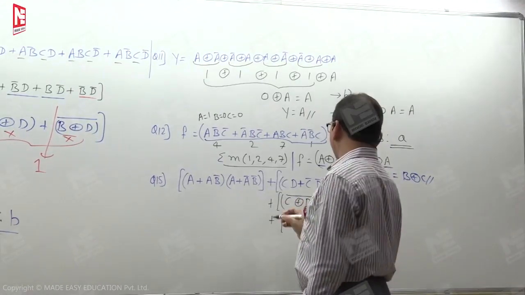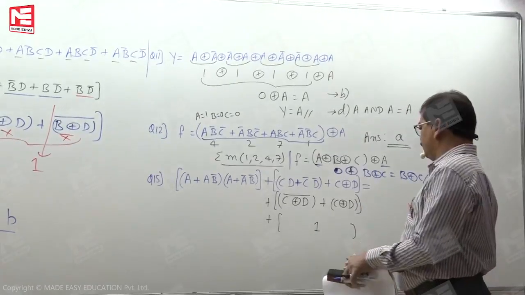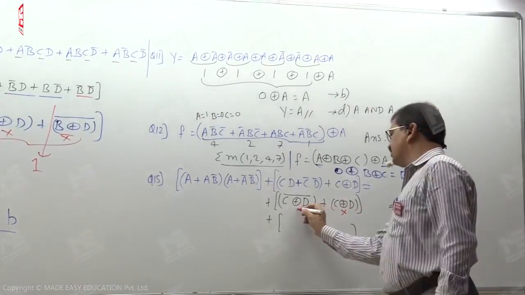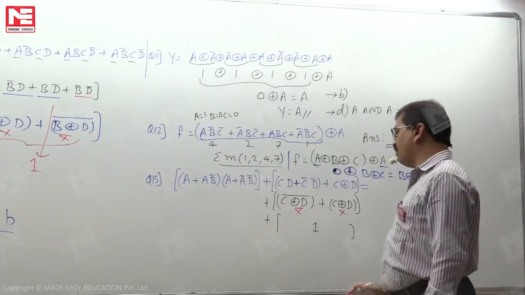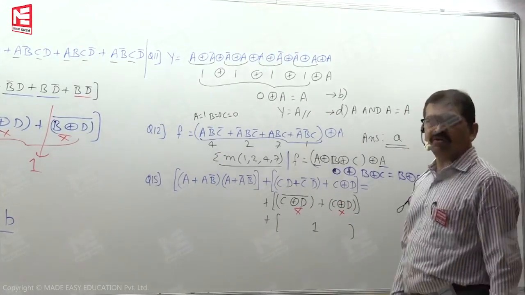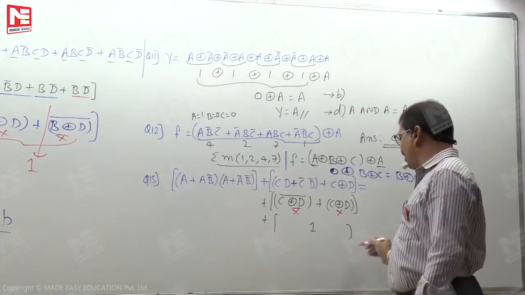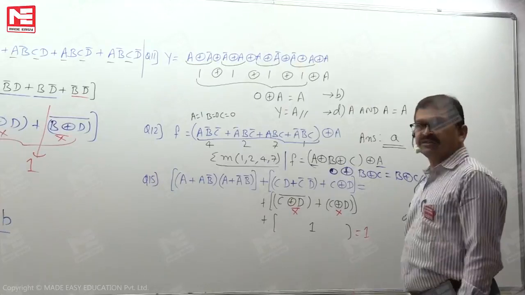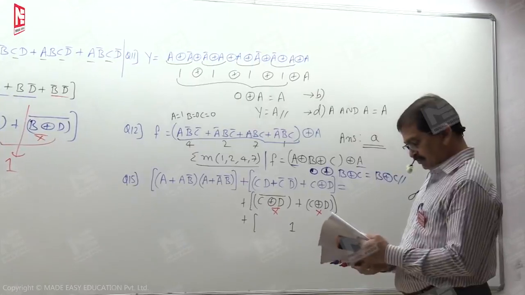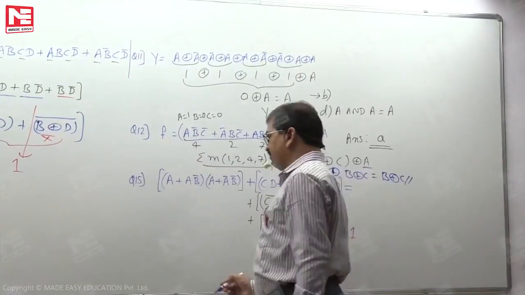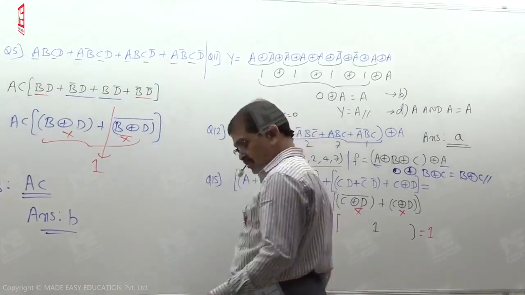So within this square bracket, if we take C exclusive or D as X, this is X complement. So when we have X and X complement related with OR operation, we know from the fourth property the result must be 1. And 1 OR with anything is 1. Hence from the given options the answer is option D.